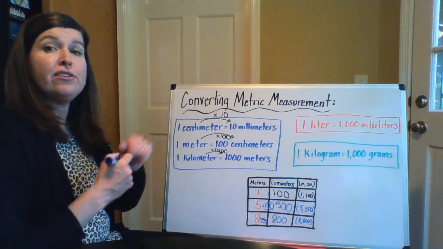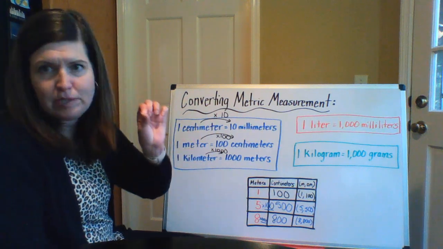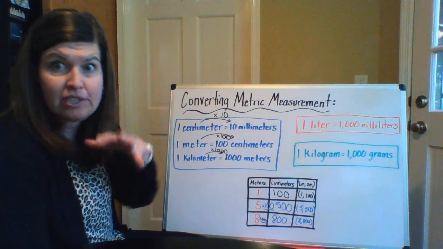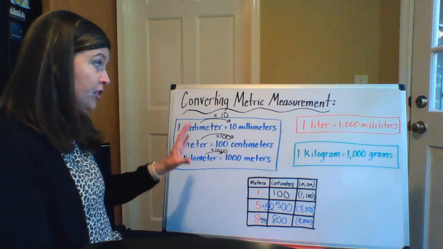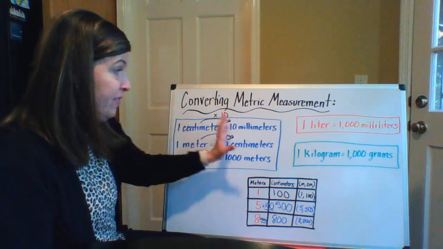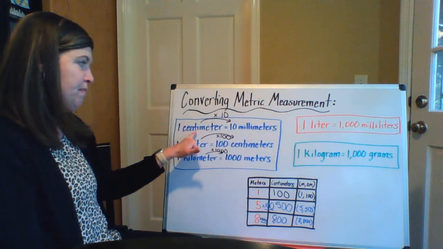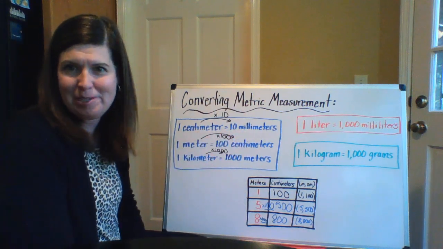So as you can see, converting in metric is pretty simple because you can always multiply the base fact and then add your zeros or take away your zeros depending on if you're multiplying or dividing. Today, all of these have to do with multiplying because you are going from a bigger unit of measurement to a smaller unit of measurement.